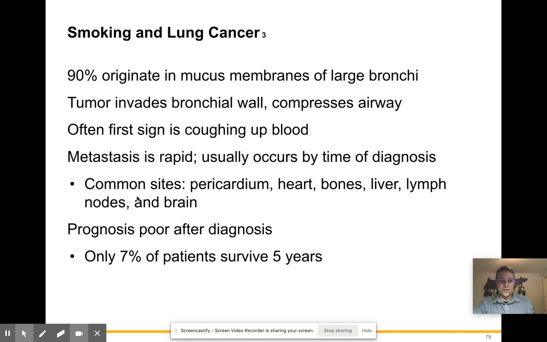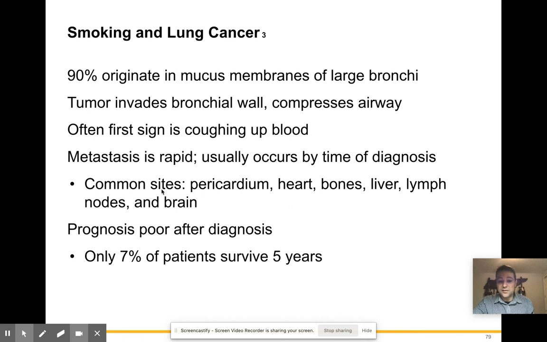Okay. Like I said, these metastasize very rapidly. Usually that occurs by the time of diagnosis. So when you're coughing up blood, there's a pretty good chance that when you go to the doctor after coughing up blood, that tumor is already in more than one spot. Unfortunately, by the time you get diagnosed after coughing up blood, there's a pretty good chance that that tumor is in your lungs, but it's also somewhere else.